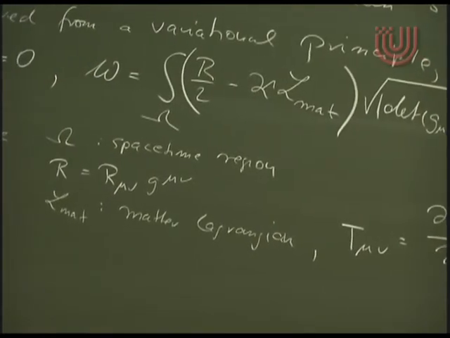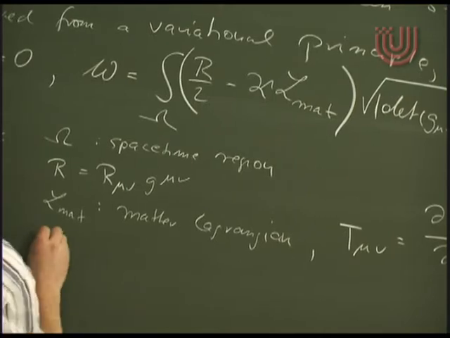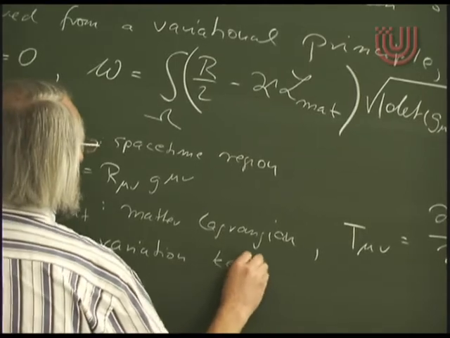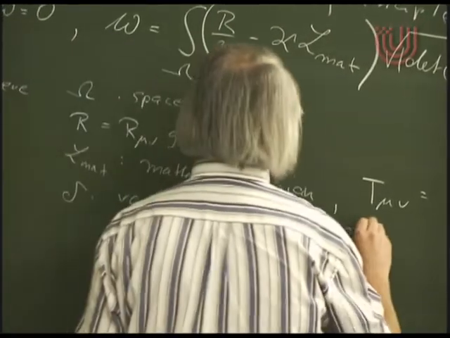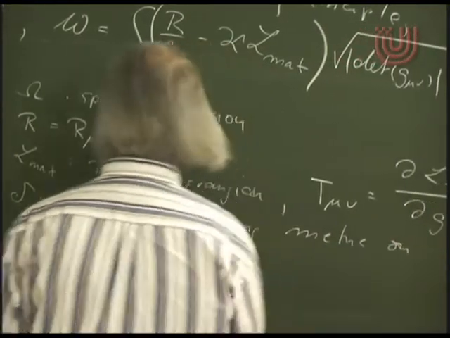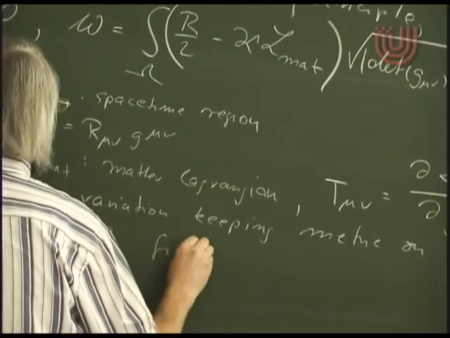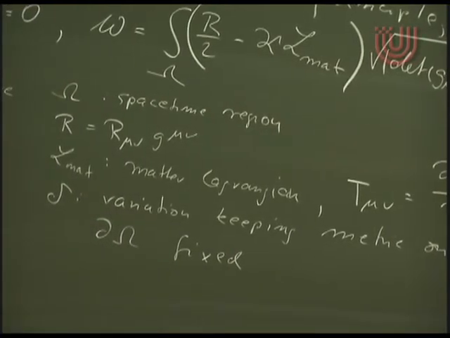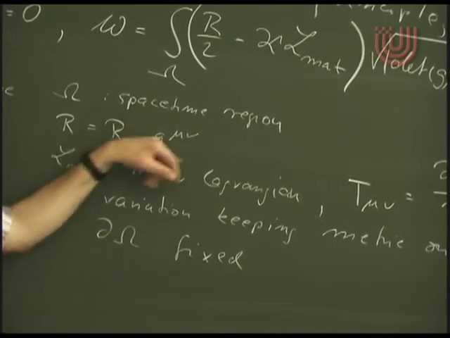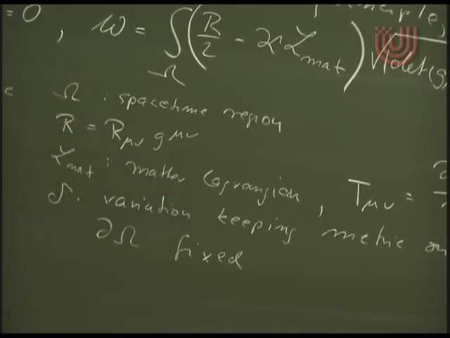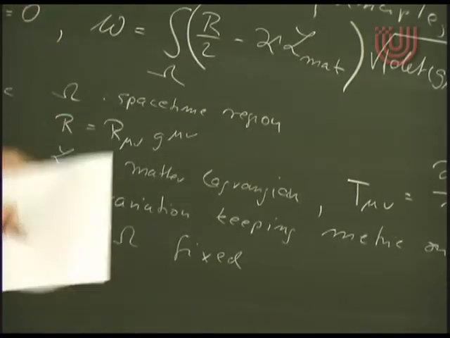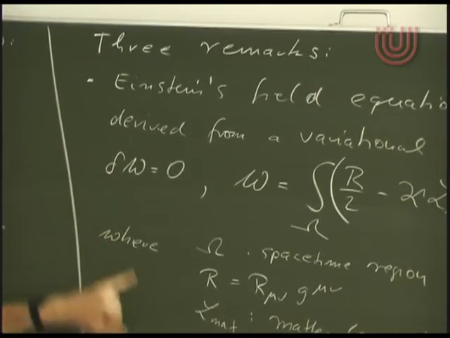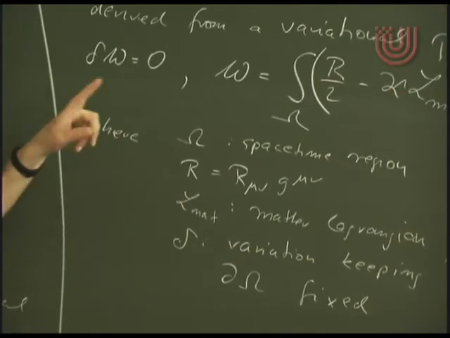Should I explain something more? The delta is a variation keeping the metric on the boundary of omega fixed. When I calculate a variation, this means that I change the function. Here the g is the relevant function, so I modify the g a little bit, and then I try to find out those metrics for which this variation becomes 0. And this is done keeping the values on the boundary fixed.